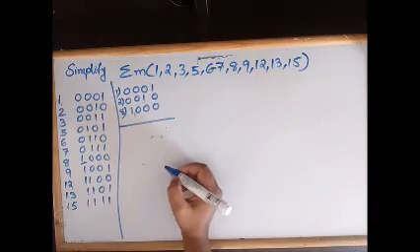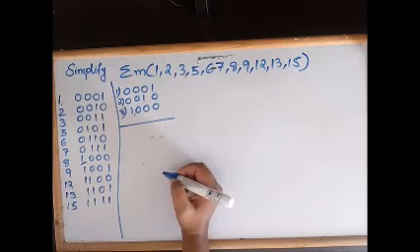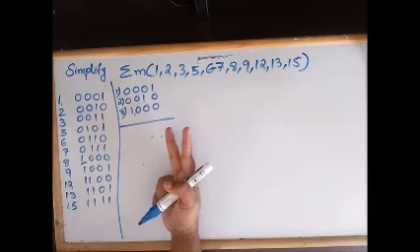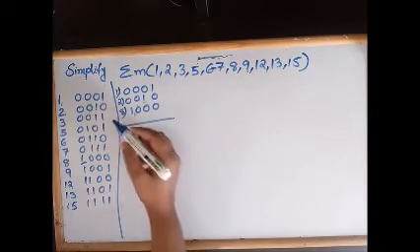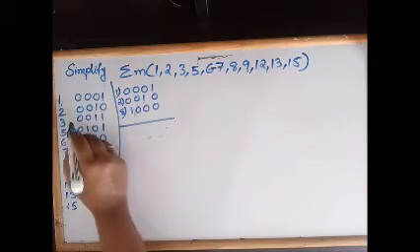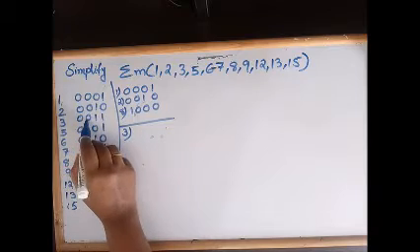Then I am generating the second group. The second group will be the min terms with two ones. So which are the elements? When you consider min term 3, it is 0 0 1 1, that means 2 ones are there.